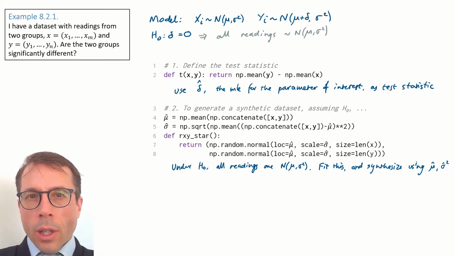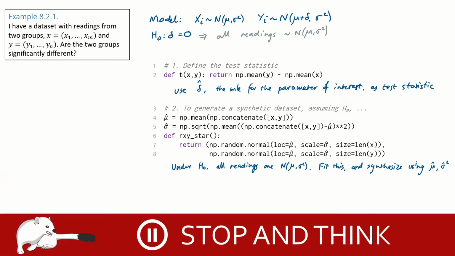At this point, I'd like you to stop and think very hard about what we've done here. This bit of code, this procedure for generating a synthetic dataset, is the most important part of frequentist inference.